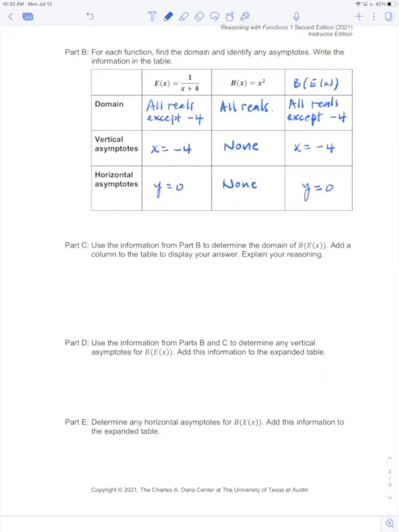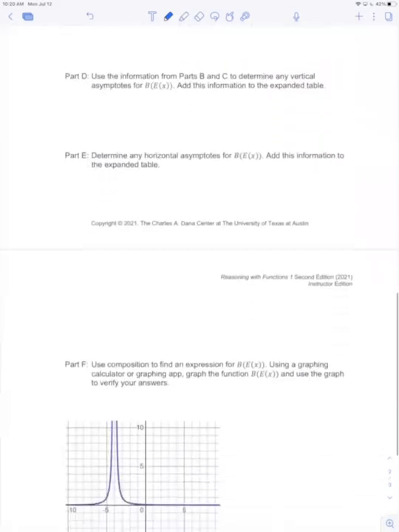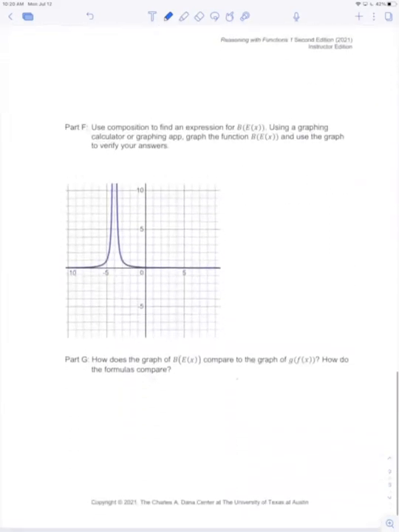So that was part C. Let's go to part D. Use the information from parts B and C to determine any vertical asymptotes. Oh, we already did that. Part E, determine any horizontal asymptotes. We did that above as well. Okay, so let's continue. That leads us to part F.